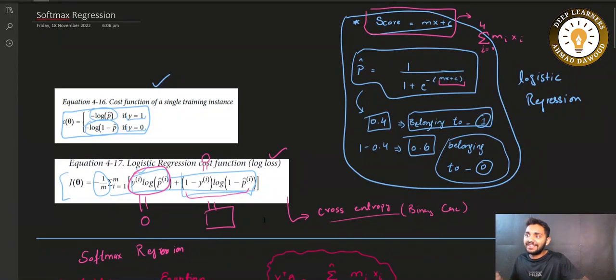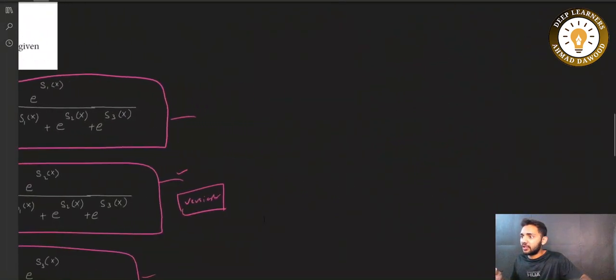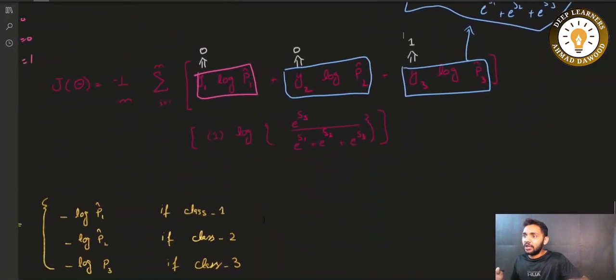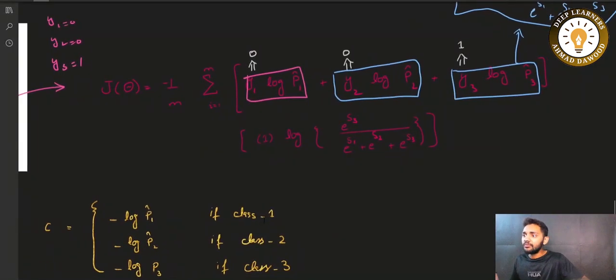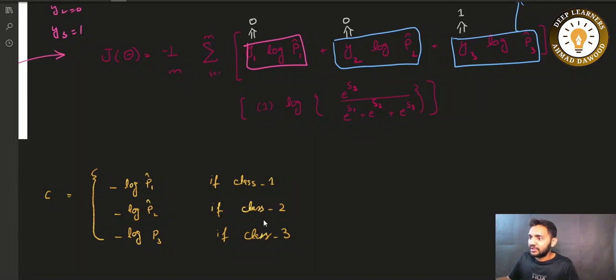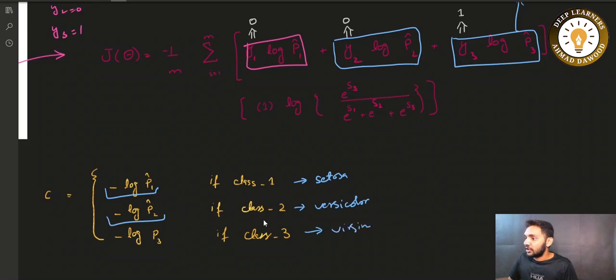In the same way, as in logistic regression, you have a cost function for a single training instance. You can also write the cost function for a single training instance from this cross entropy. If a sample belonging to class setosa comes, then the cost function will be this. If a sample belonging to versicolor comes during the training process, then the cost will be this. If a sample belonging to virginica comes, then the cost will be this. Okay, so this is the cost for the single instance, and when you sum up all the costs, it will be like this.